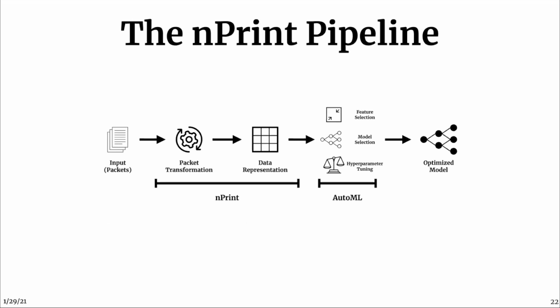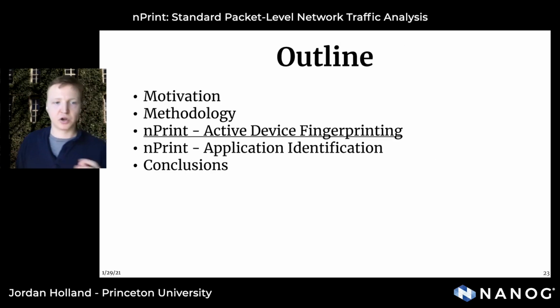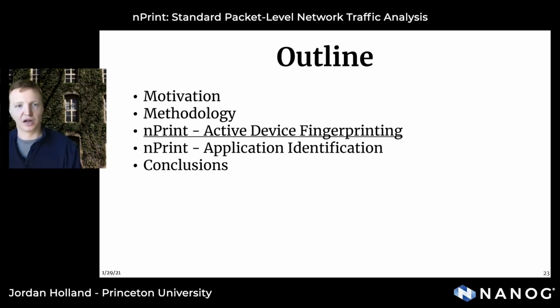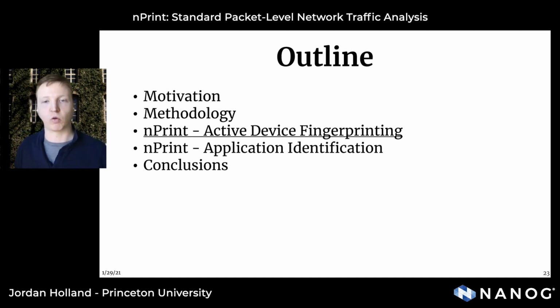So this is what our ultimate pipeline looks like. Typically you would do this all individually for every single problem. But now we take input as packets, we run nPrint on those packets, and then we run AutoML. As opposed to all this time spent figuring out which features are important and which models are important, this entire process becomes automated. We're going to go through 2 quick examples of applying nPrint and how it can actually outperform state-of-the-art tools in its areas.